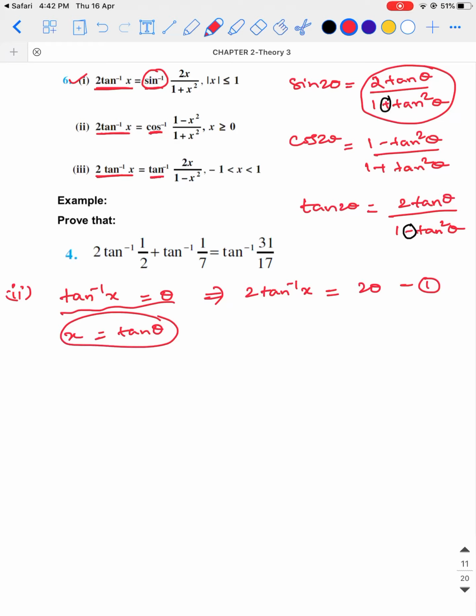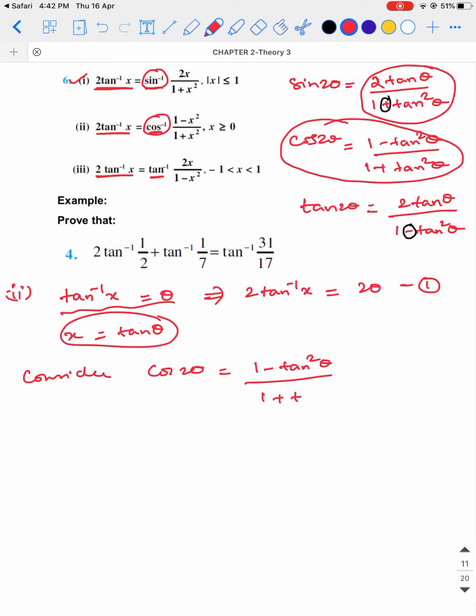Now, since the right hand side is going to be cos inverse, consider cos 2 theta. But what is cos 2 theta? Cos 2 theta is 1 minus tan square theta divided by 1 plus tan square theta. So tan theta is x, so this is 1 minus x square divided by 1 plus x square. This is going to be cos 2 theta.